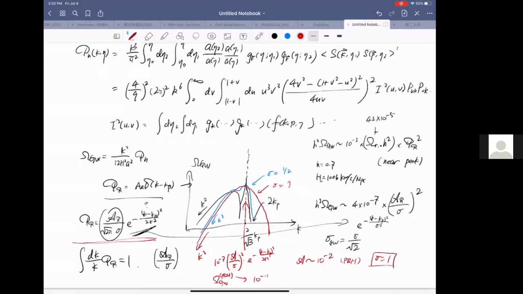I think I will just stop here. And for more details of the induced gravitational waves, you can refer to some recent papers. I might also put them in the problem sheet.